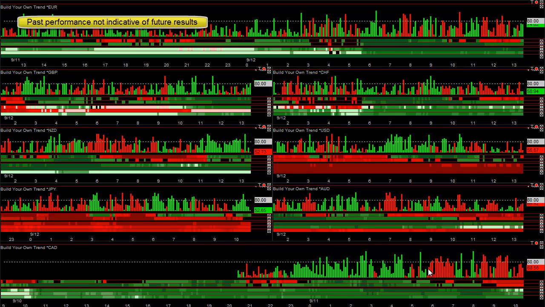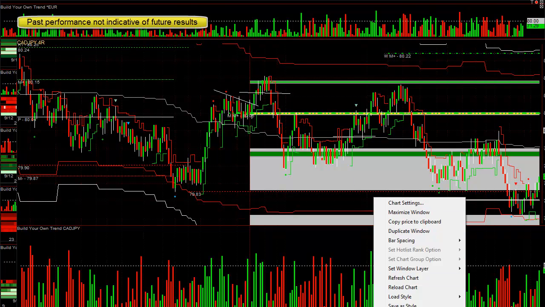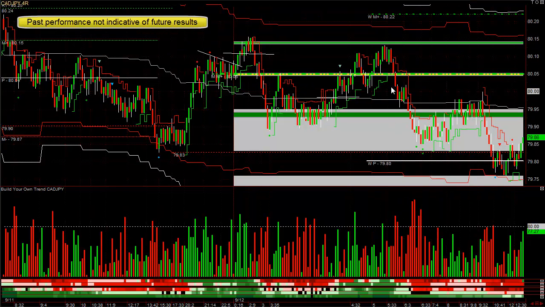You can see at 6 o'clock here, the CAD all of a sudden became super weak. It was one of the statistically weakest ones. And at 6 o'clock, let me move this chart up. Sorry, it's down here. Here's 6 o'clock. You can see at that point it became weak.